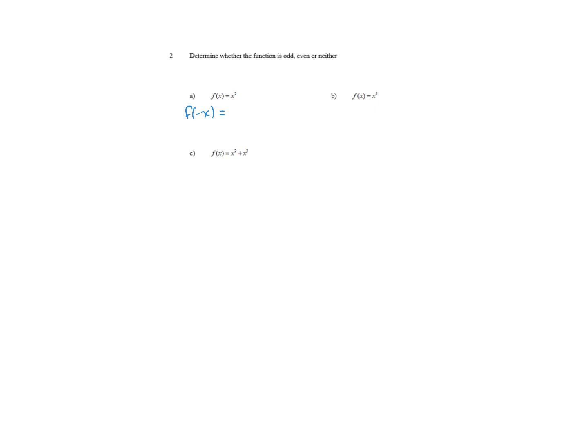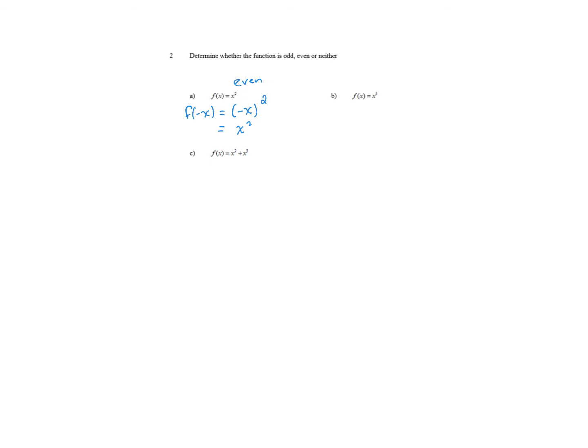So what we do is we replace x with negative x. So x becomes negative, and then we're going to square it. Well, negative x times negative x is positive x squared. And since the equation stayed exactly the same, then we would say this is an even function.